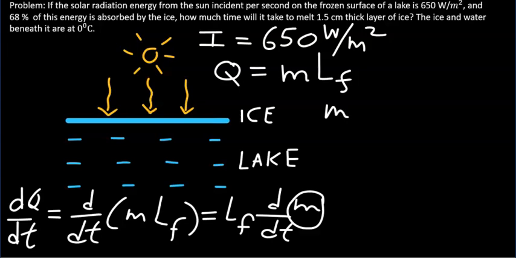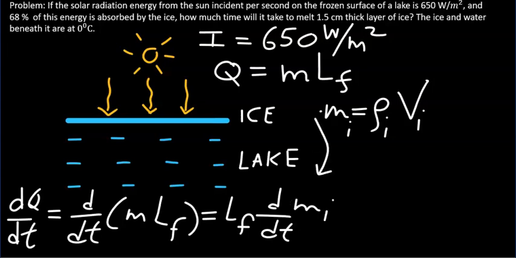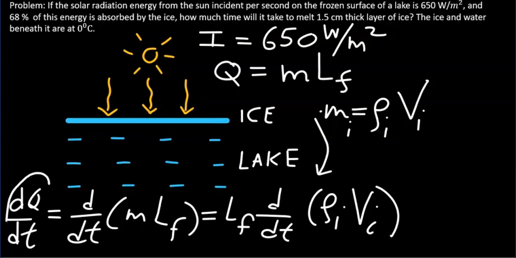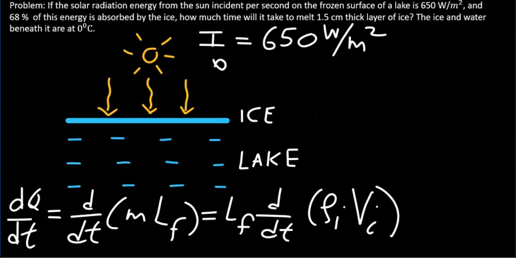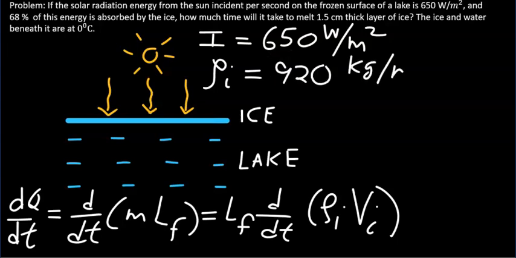Now we know mass equals density times volume. So the mass of ice equals the density of ice times the volume of ice that melts. So let's substitute that information in here, and we're going to get density of ice times the volume of ice that melts. The rate of change of that times L sub F equals the rate of thermal energy that is being absorbed. From standard tables, we know the density of ice is 920 kg per cubic meter.